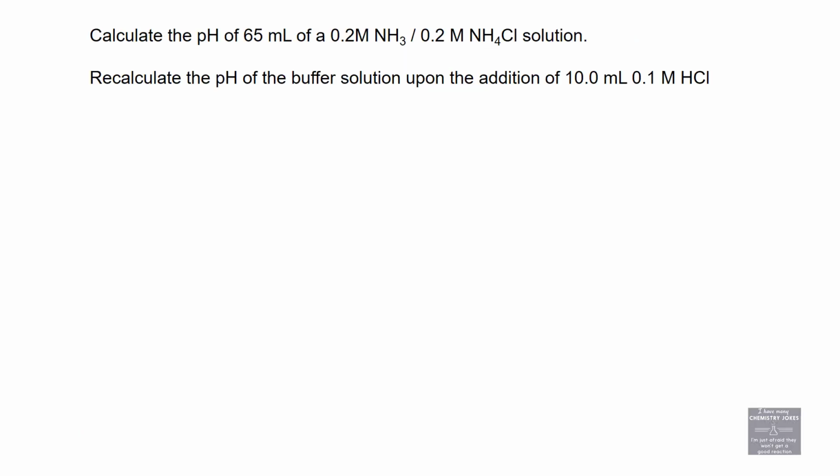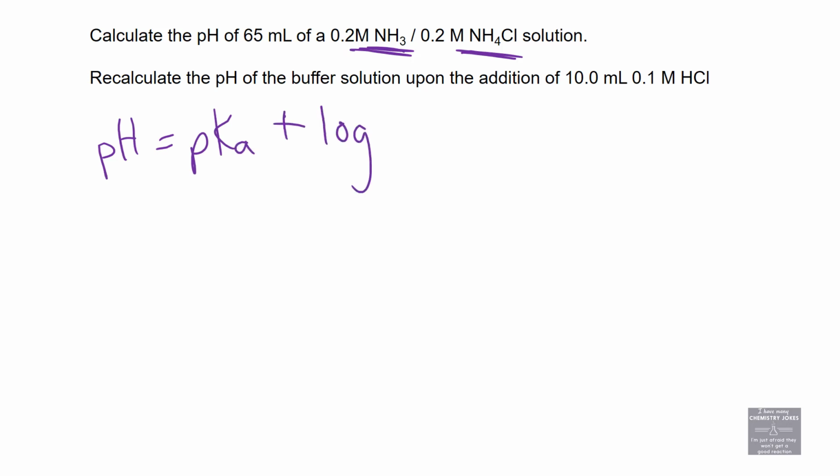Okay. Calculate the pH. Are we not done yet? Calculate the pH of 65 milliliters of a 0.2 molar this solution, and then recalculate. Well, okay. Number 1, NH3, NH4 plus solution. That's a buffer when both are present. So that's pH equals pKa.